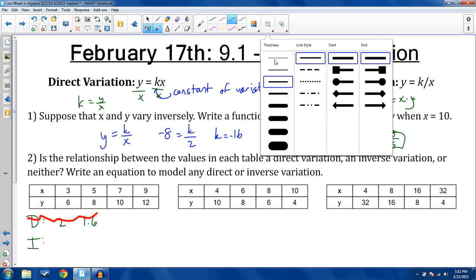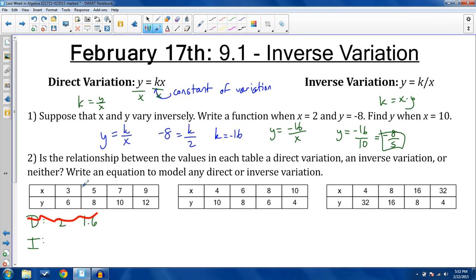Inverse variation: if your constant of variation is x times y, 6 times 3 is 18. 5 times 8 is 40. Same idea, it's also not inverse variation. So this is neither. This is just some other kind of equation. It looks like a linear equation, yes, but it does not cross through the origin, and that's a huge part of it that it needs to have.